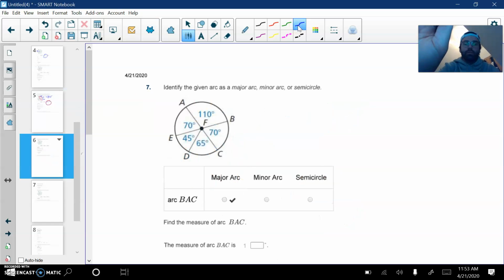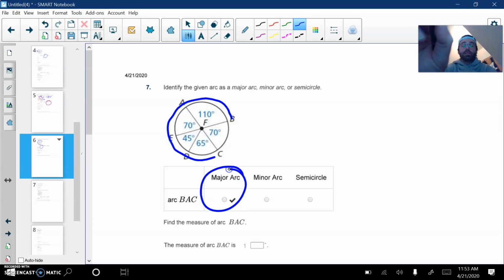BAC. Now I want to pay attention to the lettering there. B to A to C. That is obviously more than 180 degrees, which makes it a major arc. Okay. Now the question becomes, how large is it?